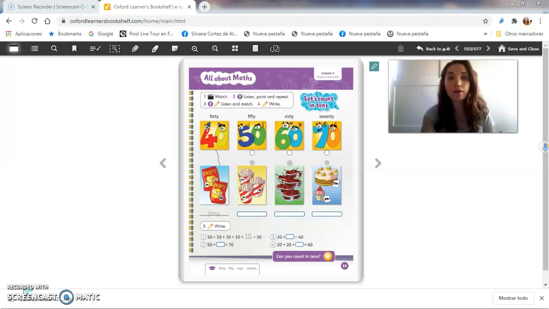Open your class book on page 53. Page 53. Okay, today we learn to count in tens. Vamos a aprender a contar de 10 en 10. Acá aparecen algunos números como 40, 50, 60, 70, pero yo les voy a enseñar del número 10 hasta el 90.